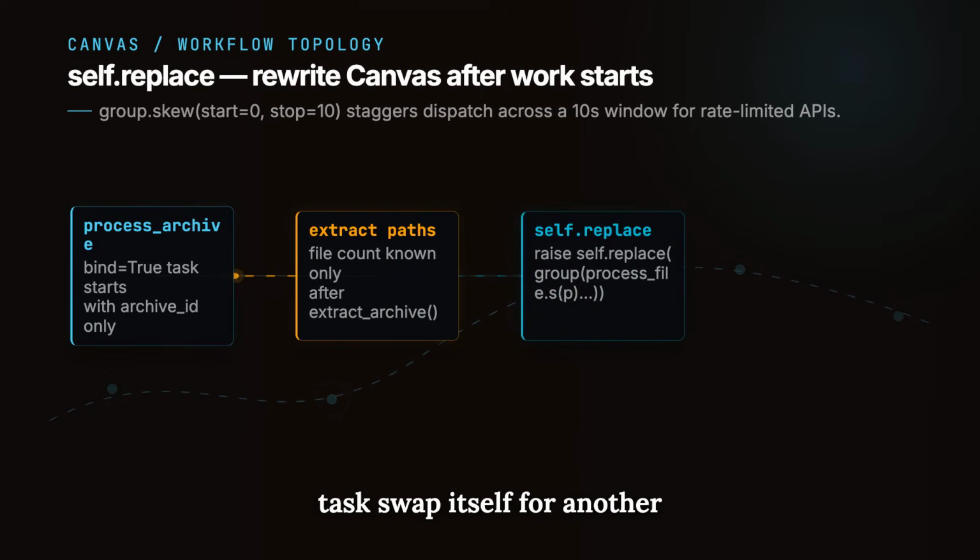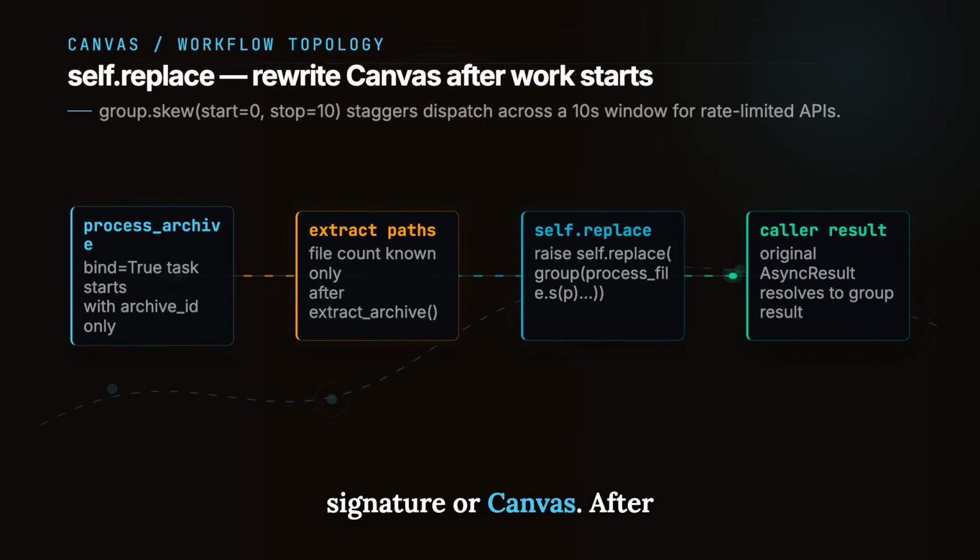Self.replace lets a running task swap itself for another signature or canvas. After extract_archive discovers the file list, raise self.replace with a group of per-file tasks so the original async result resolves to the group's result. Use group.skew when a burst would slam a rate-limited API.